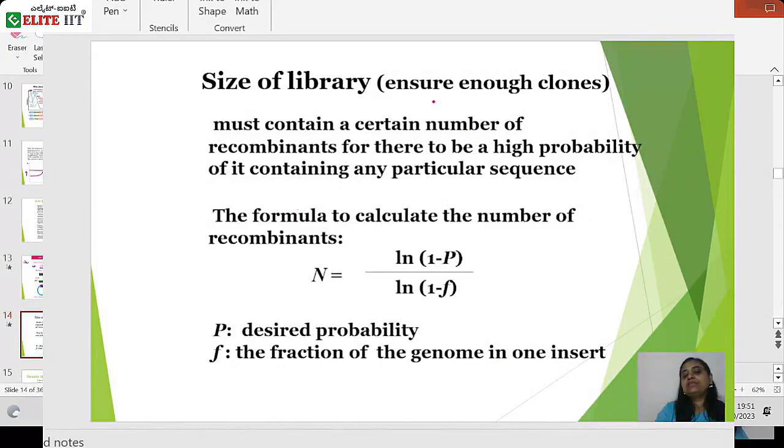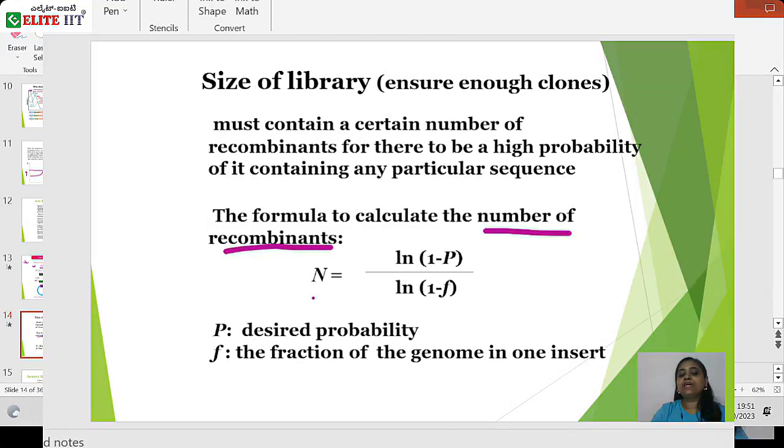Now size of the library. Ensure enough clones, meaning it must contain a certain number of recombinants for there to be a high probability of containing any particular sequence. That means you have to make a lot of recombinants. Now how to calculate this? There is a formula to calculate the number of recombinants. How many recombinants are produced?